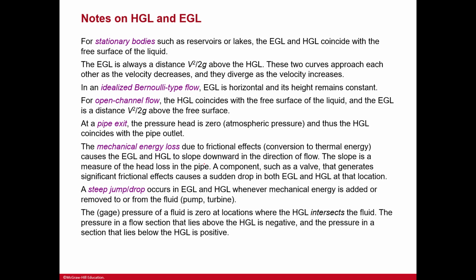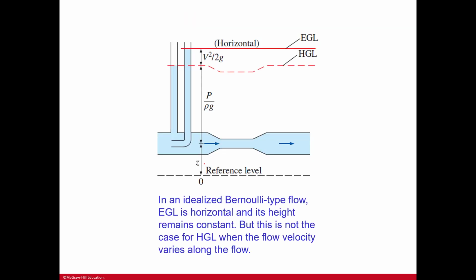A steep jump or drop occurs in EGL and HGL whenever mechanical energy is added or removed from the fluid, like a pump or a turbine. It affects the EGL and HGL significantly. And the gauge pressure of the fluid is 0 at locations where HGL intersects the fluid. The pressure in a flow that lies above the HGL is negative, and the pressure in the section that lies below the HGL is positive.